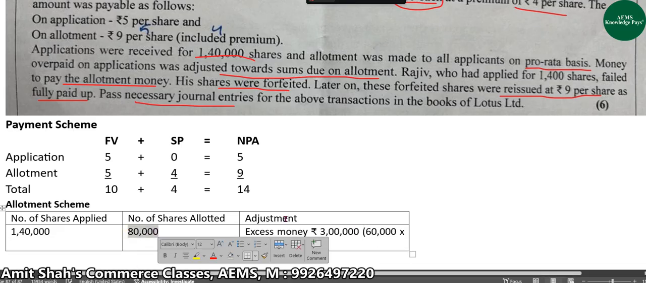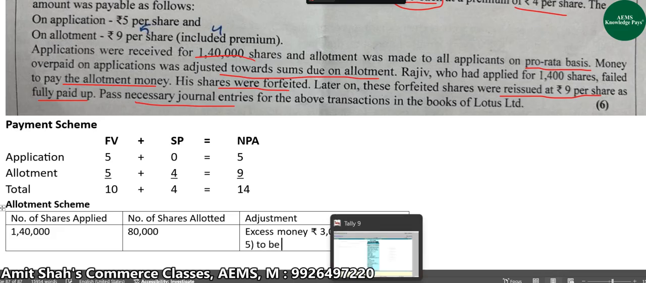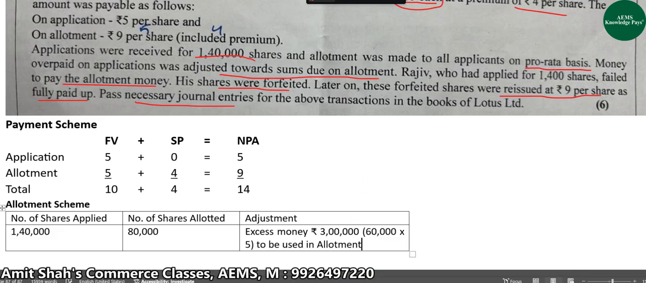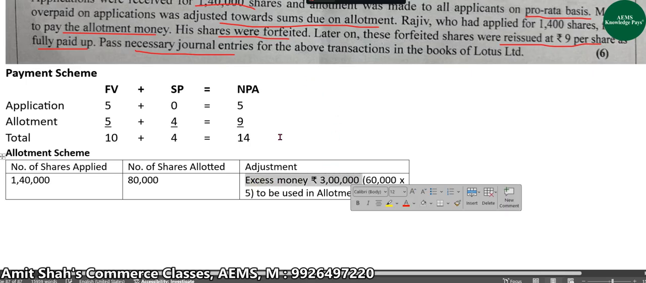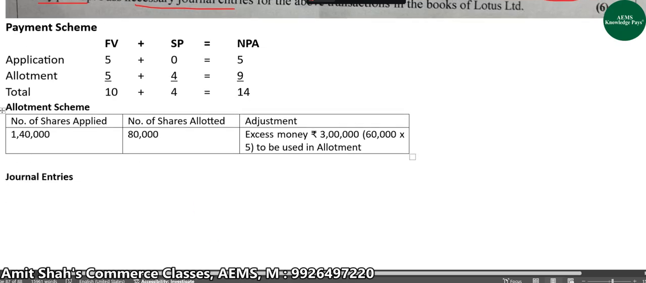Now, from the same 80,000 shares which the company wants to allot, in allotment we require rupees 9 per share. So, total amount required on allotment is 80,000 into 9, that is 7 lakh 20,000. We have excess money of 3 lakhs. So, 3 lakhs would be used to adjust allotment because the allotment amount is more than the excess money. So, here we will write to be used in allotment. Now suppose excess money had been rupees 8 lakhs and on allotment we require 9 into 80,000, that is 7 lakh 20,000. Then only 7 lakh 20,000 would be used in allotment and rupees 80,000 would have been refunded to shareholders. But this is not the case here. So now we will pass journal entries.